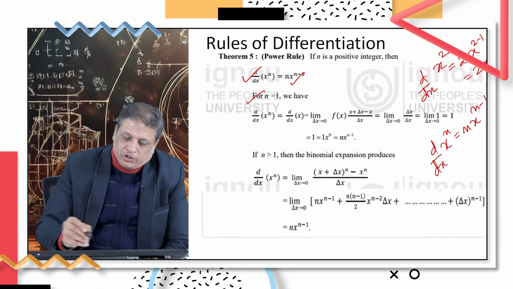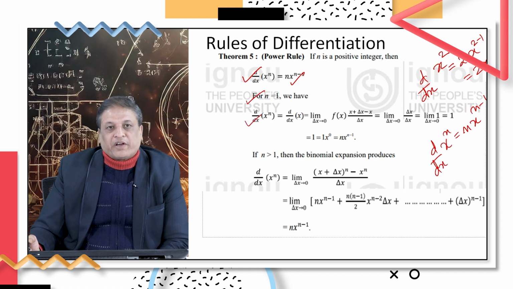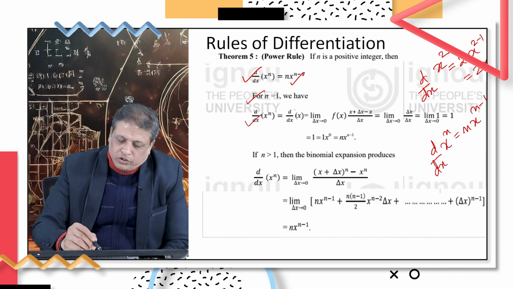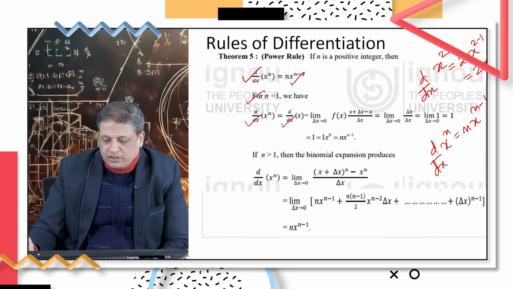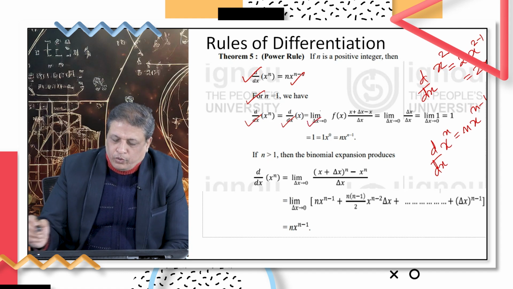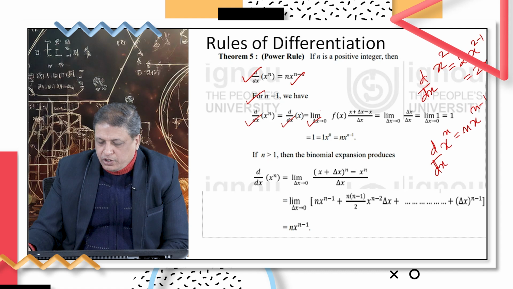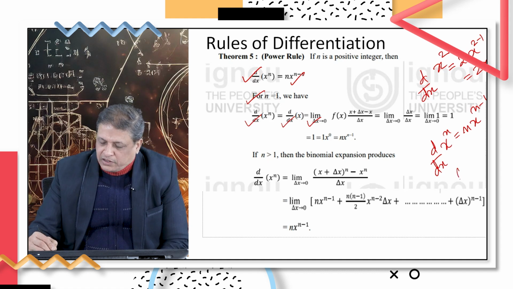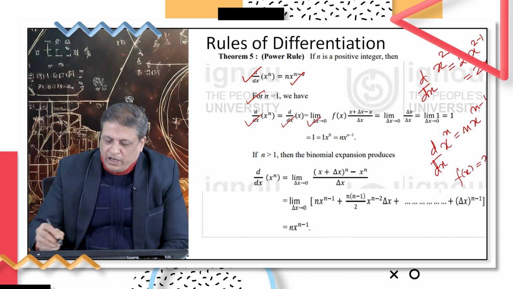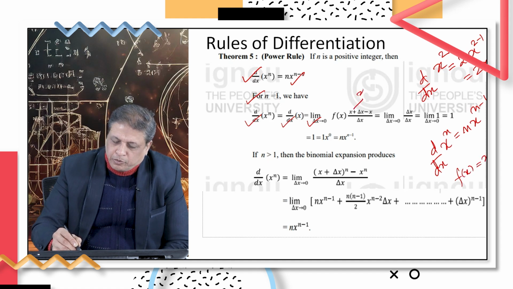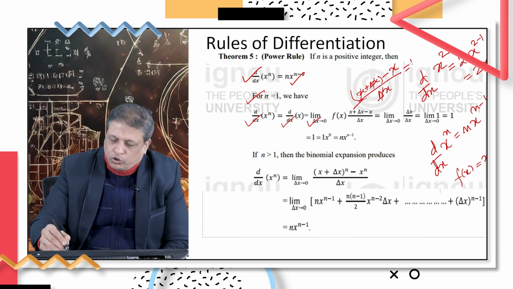So, for n equal to 1, d/dx of x to the power n turns out to be d/dx of x. So, d/dx of x is equivalent to the limit as delta x tends to 0 of f(x plus delta x) minus f(x) upon delta x. Because f(x) is only x, f(x plus delta x) turns out to be x plus delta x, and f(x) is x only, divided by delta x. So, x and x will cancel out, and delta x and delta x also will cancel out. So, the answer turns out to be 1.